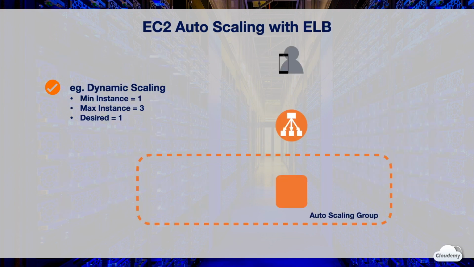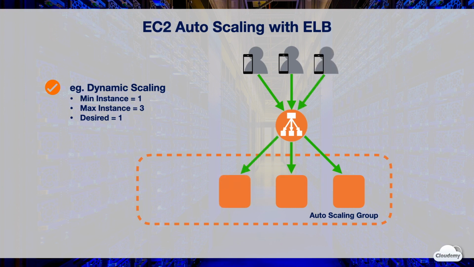Here's how EC2 auto scaling works with ELB. You've created an auto scaling group using dynamic scaling, with a scaling policy of a minimum of 1 instance, and a maximum of 3 instances. The auto scaling group is behind an application load balancer. There is 1 instance running to serve your application traffic. When you have more users sending requests, auto scaling detects the increasing traffic and launches a new instance. Once a new instance is up and running, ELB sends traffic to the new instance.